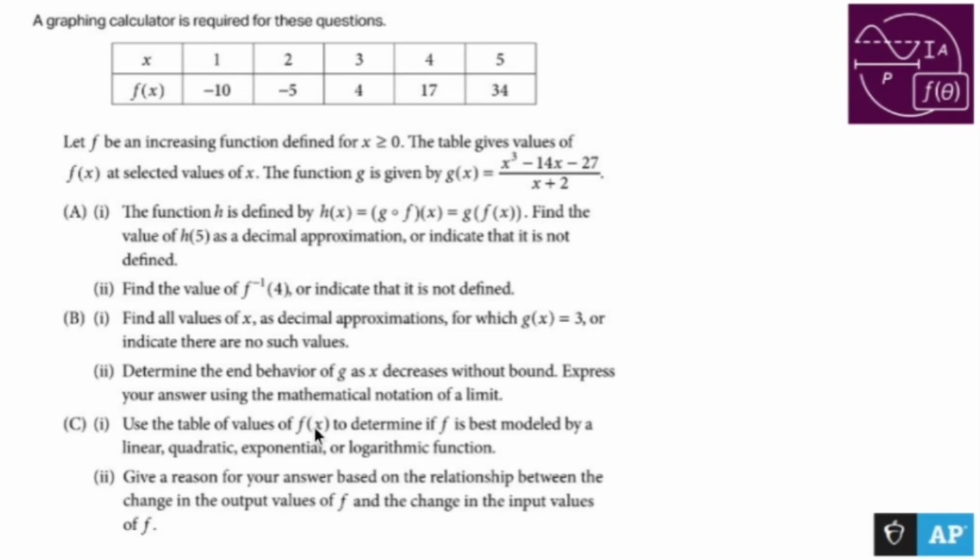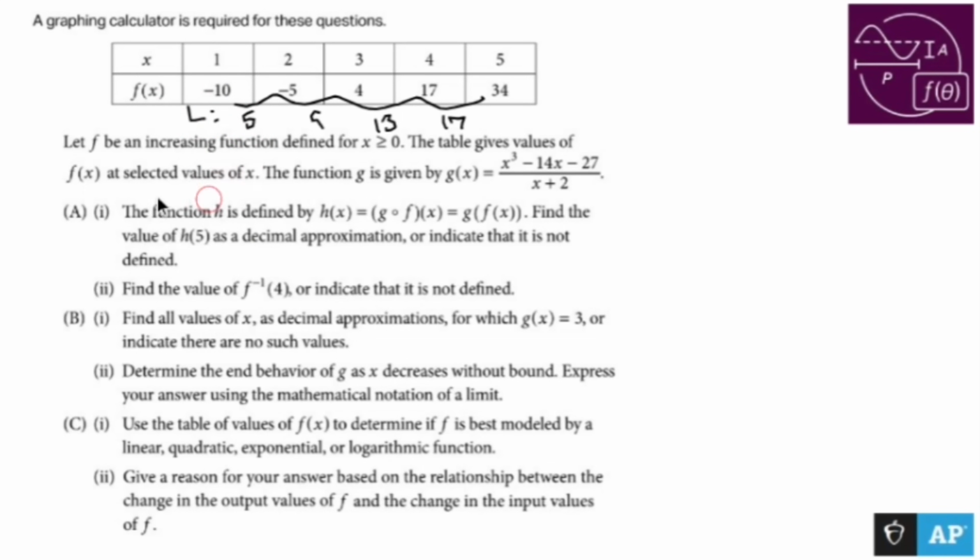All right, use the table of values of f to determine if f is best modeled by a linear, quadratic, exponential, or a log function. The top goes up by 1. Let's see what happens here. I go from negative 10 to negative 5, which is add 5. Negative 5 to 4 is 9, so it's not linear. 4 to 17 is 13, and 17 to 34 is 17. It's not linear because the rate of change is different every time. Let's see if it's quadratic.